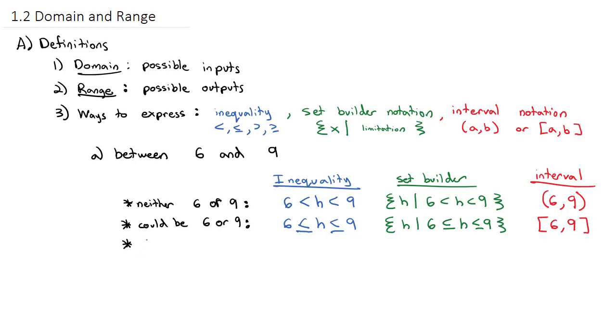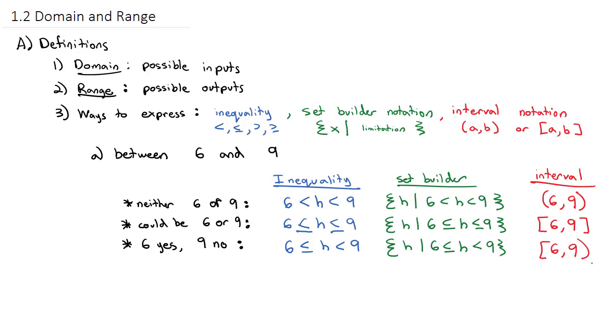We could even mix these and say 6 is a yes, but 9 is a no. So it could be 6. So we'll show that as an inequality with or equal to, but not 9, so we just show the less than. You'd see that same thing in set builder notation. h such that 6 is less than or equal to h, which is less than 9, but not equal to 9. And in the interval notation, we can mix these brackets and use a square bracket for 6, saying it's okay to be equal to 6, and a curved bracket for 9, showing that we don't want to be equal to 9.